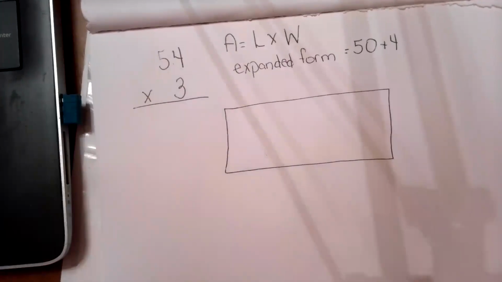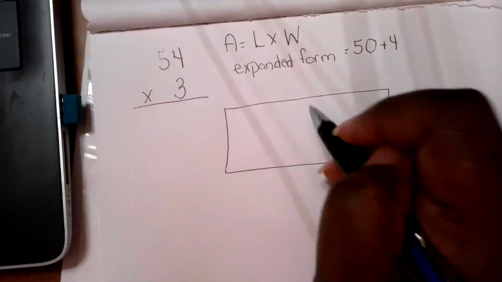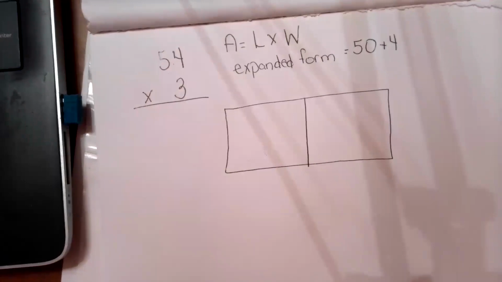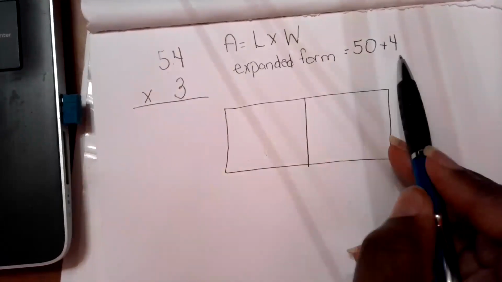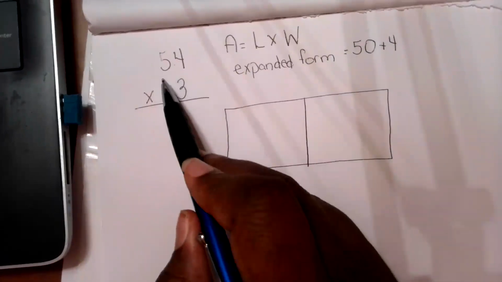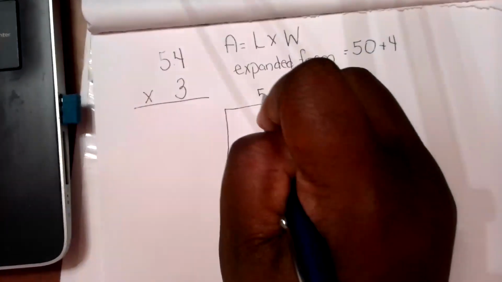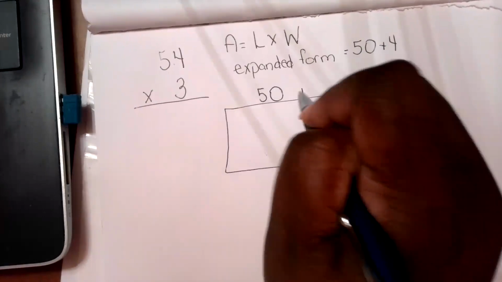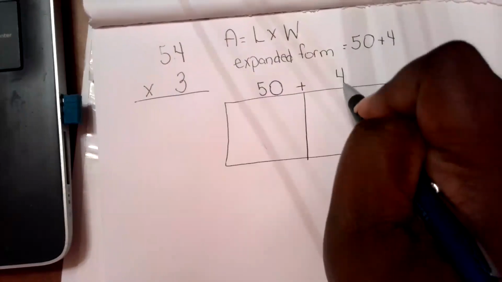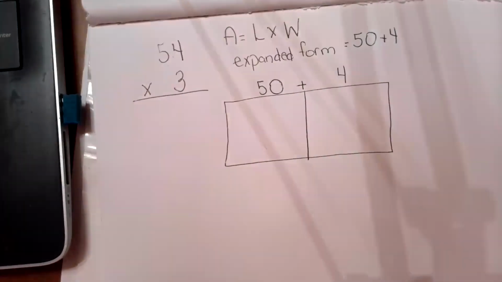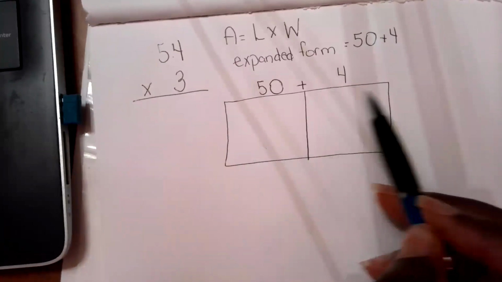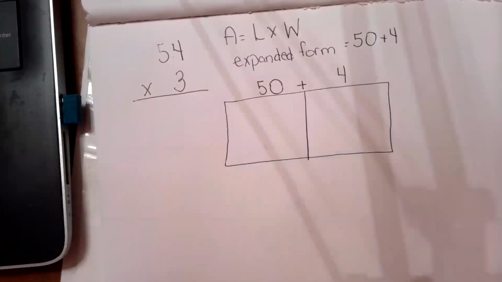And 54 has how many digits? 2. So that tells me that I'm going to need 2 boxes. I'm going to split this into 2 because we have to get the expanded form of 54. My 5 in the tens spot has a value of 50, plus the value of my 4 in the ones spot is 4. So that's going to give me my length. One of my lengths for this box is 50. The length for this box will be 4.